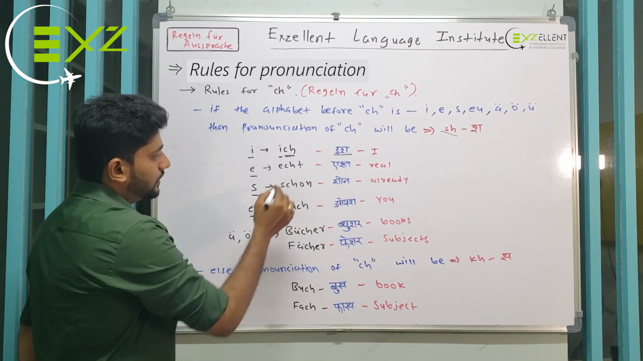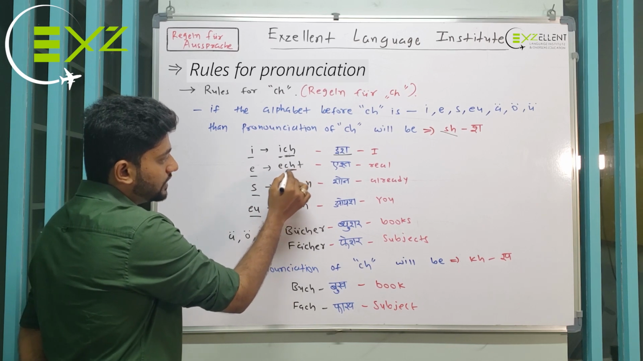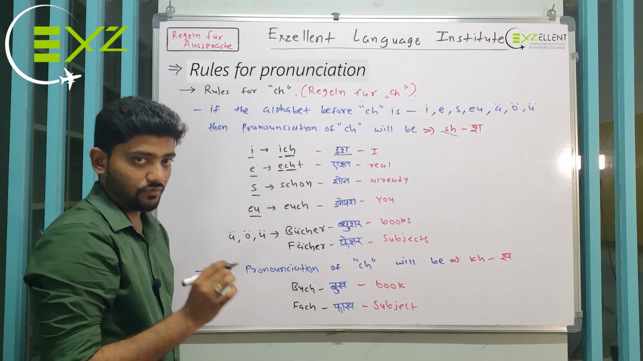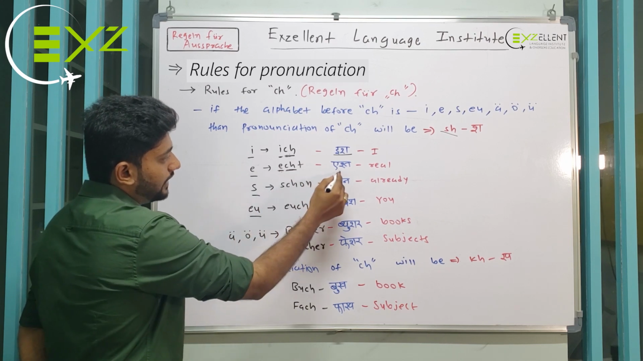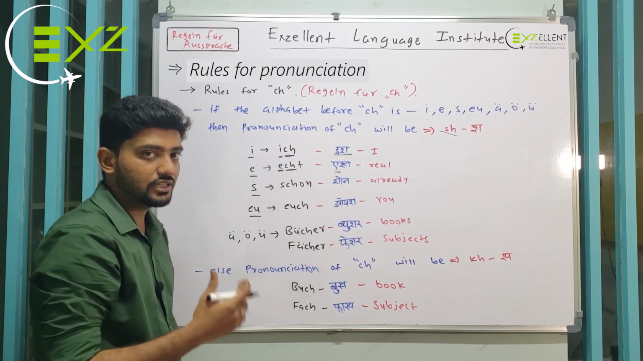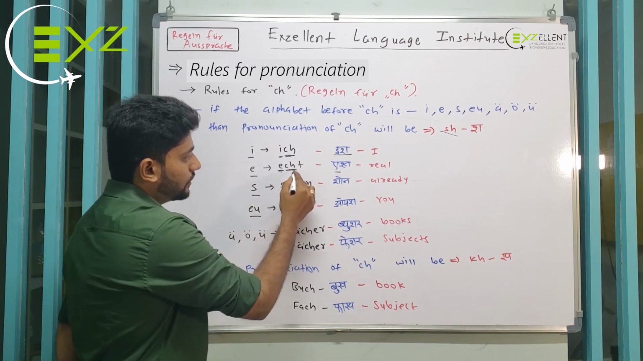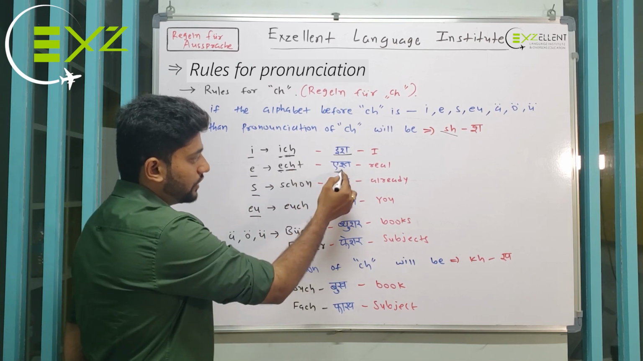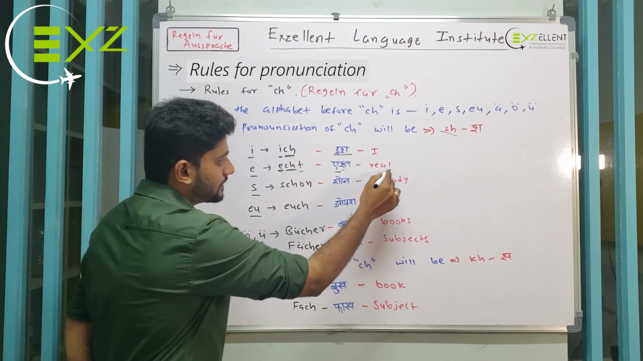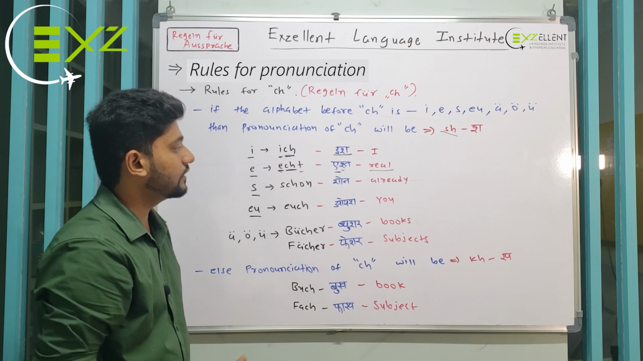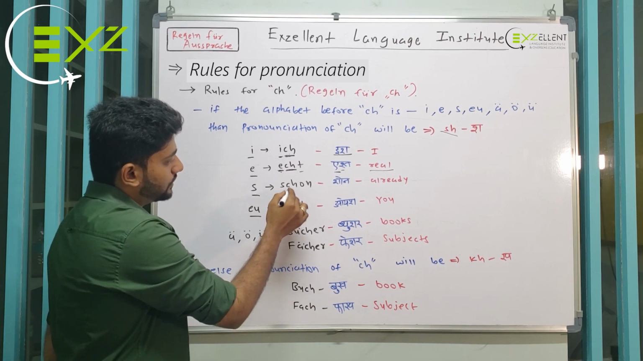Okay, now in this example, before CH E is coming. In German language E is A. So A, CH will be sh, esh and at the end ta. So esht. It means real. Esht, it means real.